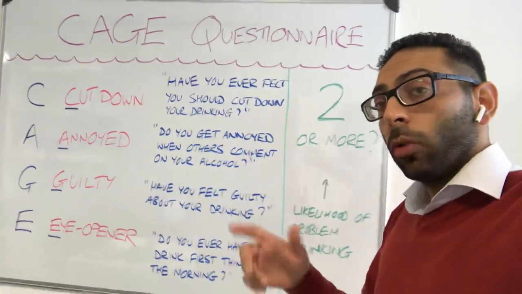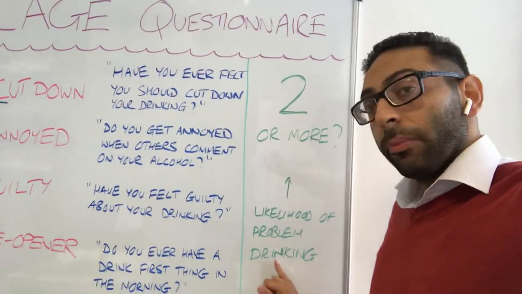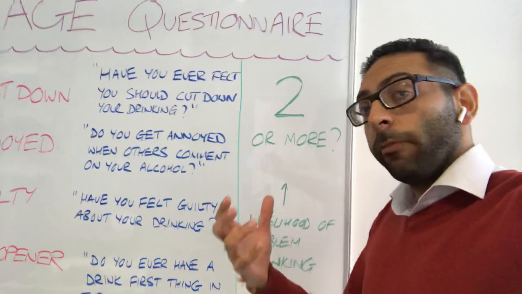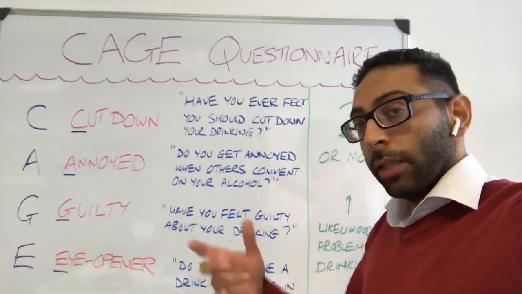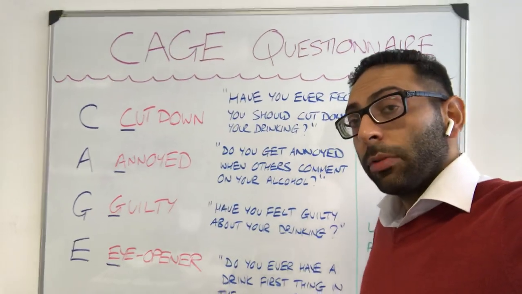You add them all up, and if you get a score of 2 or more, potentially you're thinking higher likelihood of problem drinking, and you'll go on and do a much more formal assessment probably at that point. So CAGE questionnaire, four questions. Remember, Audit is the one that's more commonly used these days. We'll do another video on that.